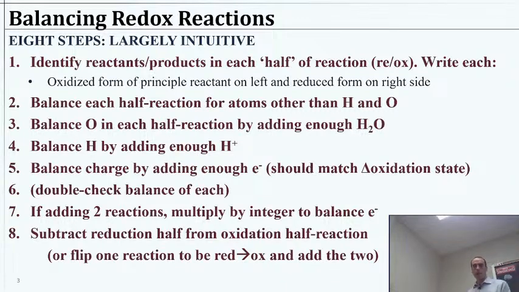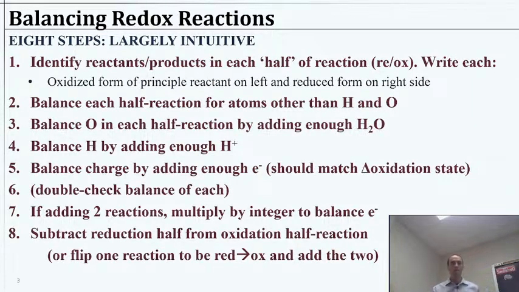Okay, so step one is identify what's going on, right? We identify the reactants and products for each half of the reaction, so the reductants and the oxidants, and then we're going to write each with the oxidized form on the left and the reduced form on the right. We'll go through some examples so we can piece this together visually and get a little practice with it. So here we're just going to treat them both, taking the oxidized one on the left and the reduced one on the right.